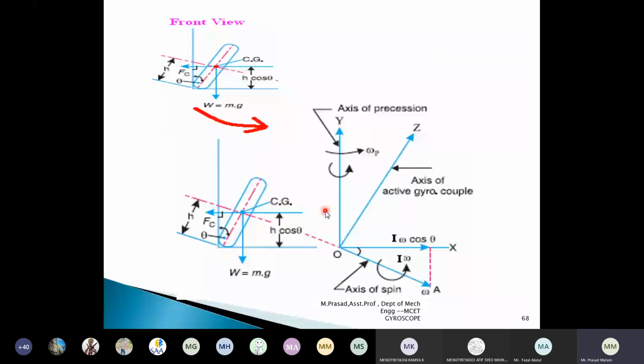Now let us see the next slide. Now you can go through the slide. You can see the front view of the vehicle. So what are the forces acting on the front view of the vehicle? You can see the centrifugal force is acting here.